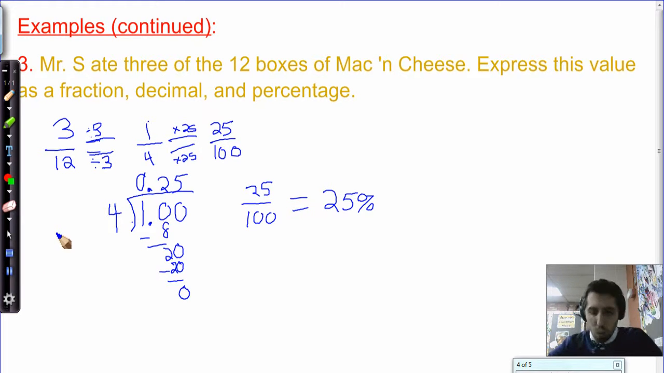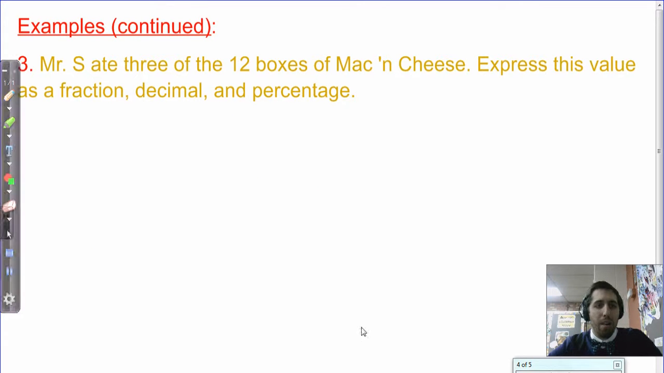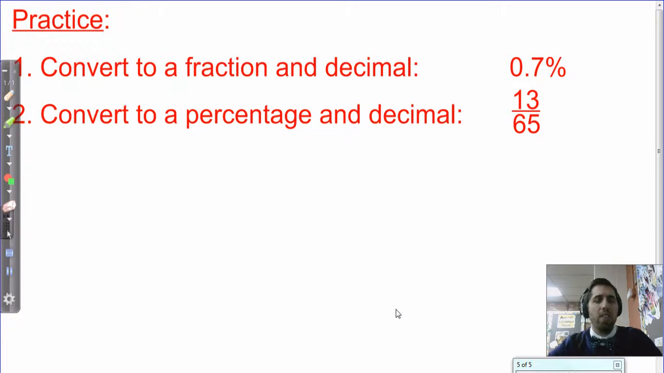If not, ask me questions. But I'm going to leave you with these 2 to do on your own. First one says convert to a fraction and a decimal. That's 0 and 0.7%. So make sure you don't just do these quickly. You have to think about, that's not a very big percentage. It's less than 1%. So it's a very small value. You need to think about what are the rules, what's the process for changing that to a fraction and a decimal.